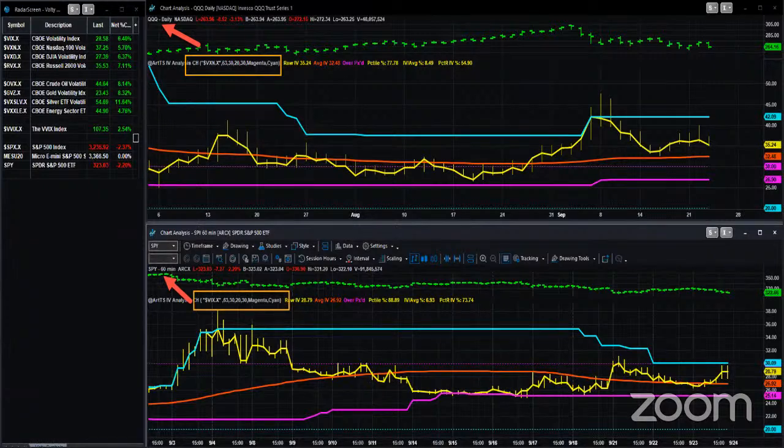I think that support for VIX is probably around 20. We haven't hit that in a long time, by the way, so that may be just wishful thinking on my part. But I also have it set at 30, which I think is a really good resistance level for VIX. And you can see that we've touched 30 a few times, and it usually bounces off of that.